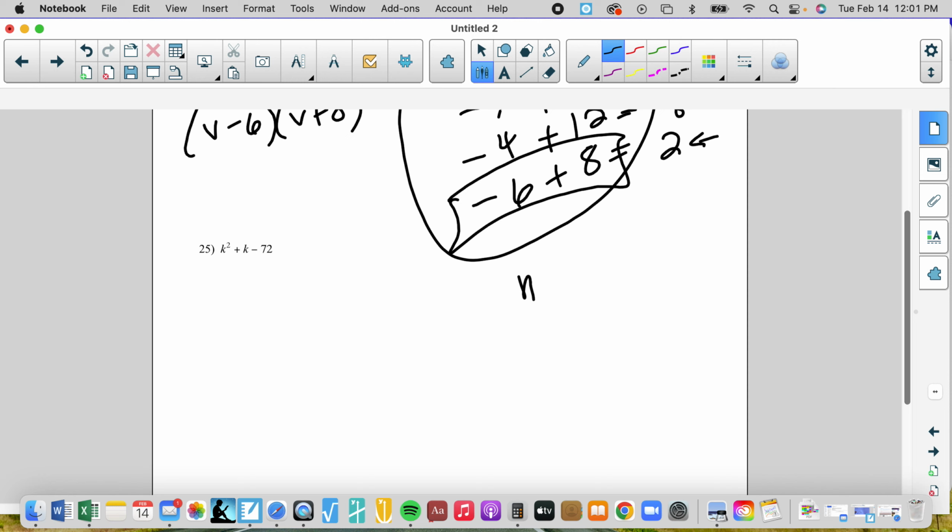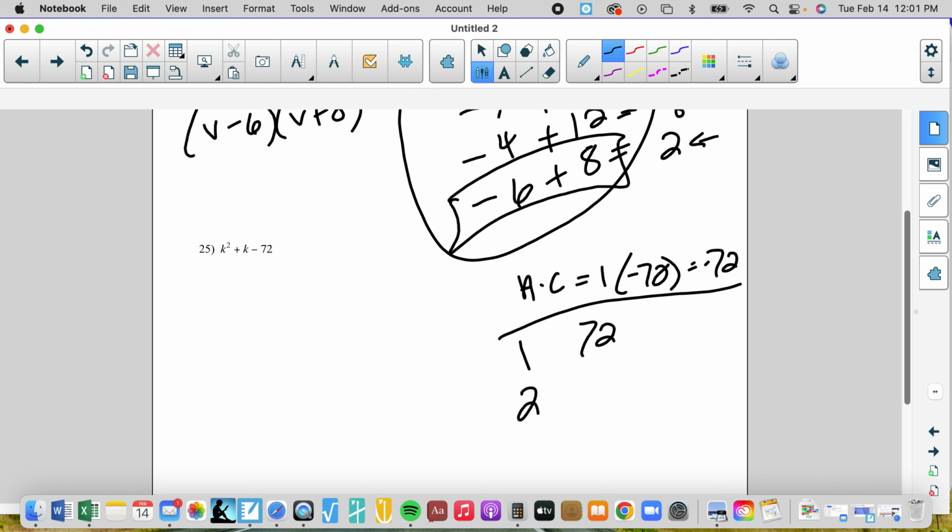72, not a perfect square. A is 1, c is negative 72. Factors of 72, 1 and 72, 2 and 36, 3 and 24. Almost made a mistake there.